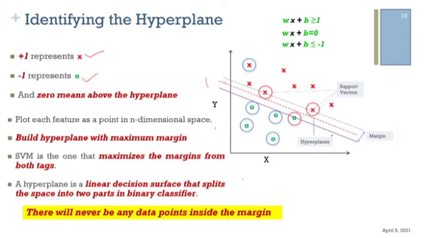The idea is, if I have to draw a line between this guy, I can draw it this way. I can draw another line like this. I can draw it this way. There are so many ways I can draw this line. But the idea is, which one is going to be the best?